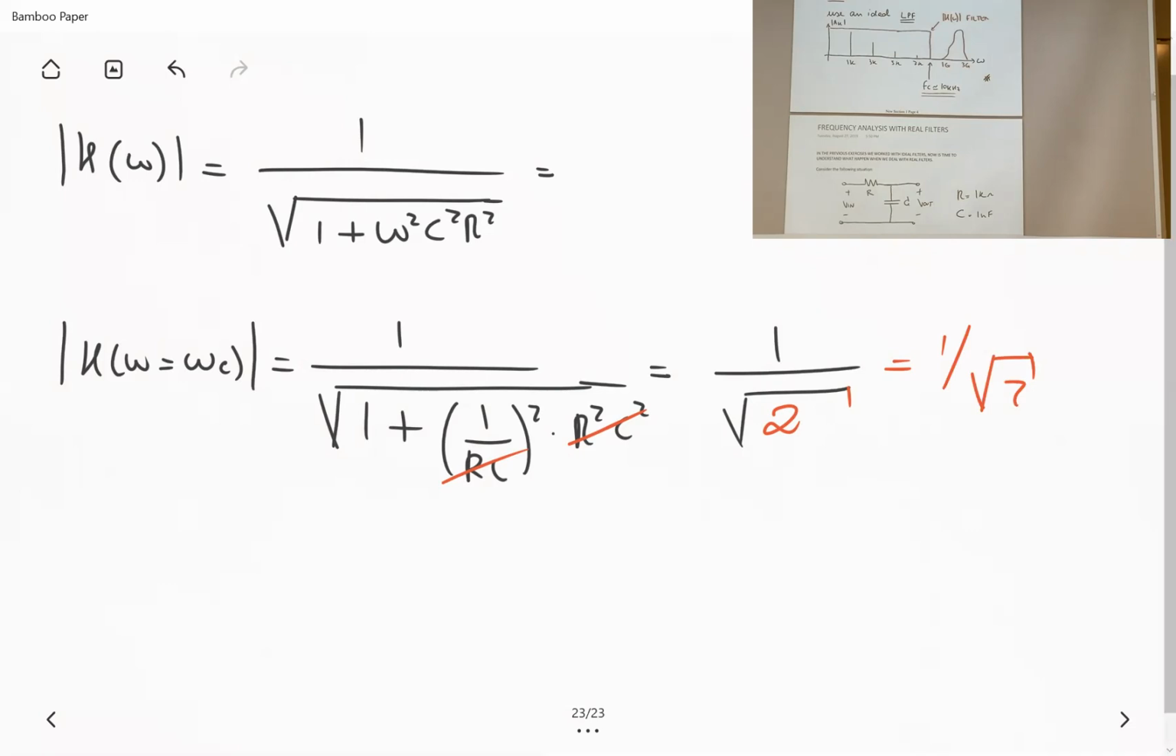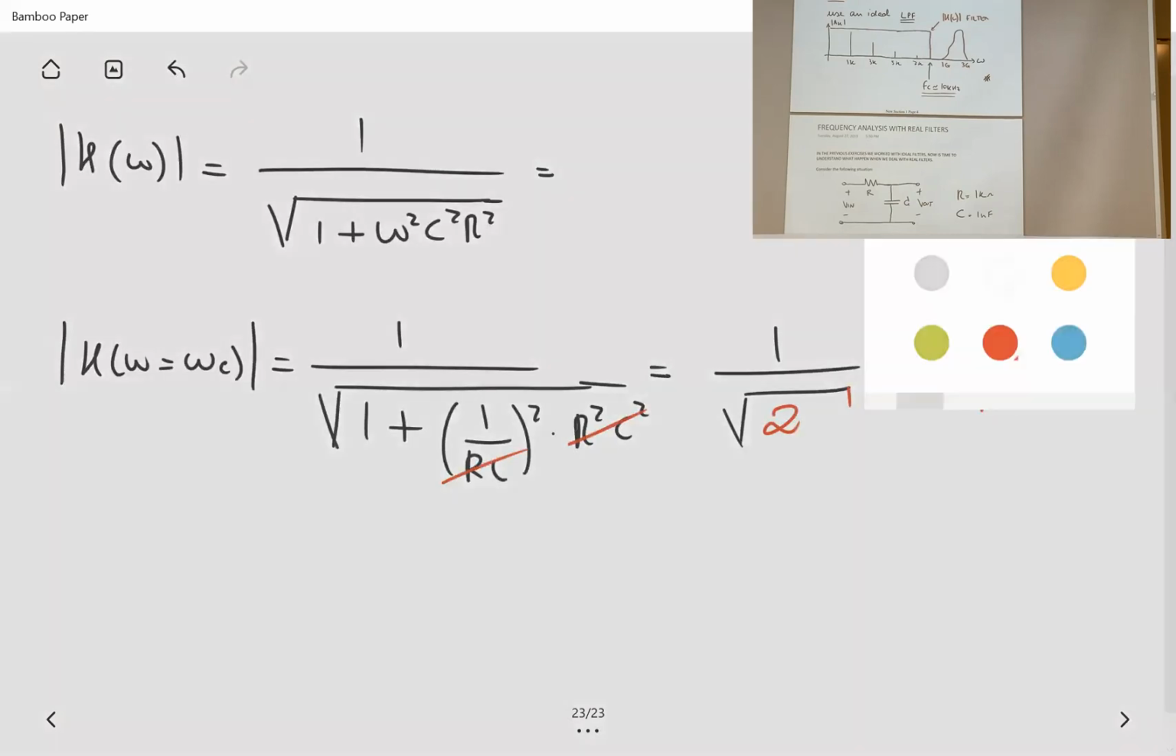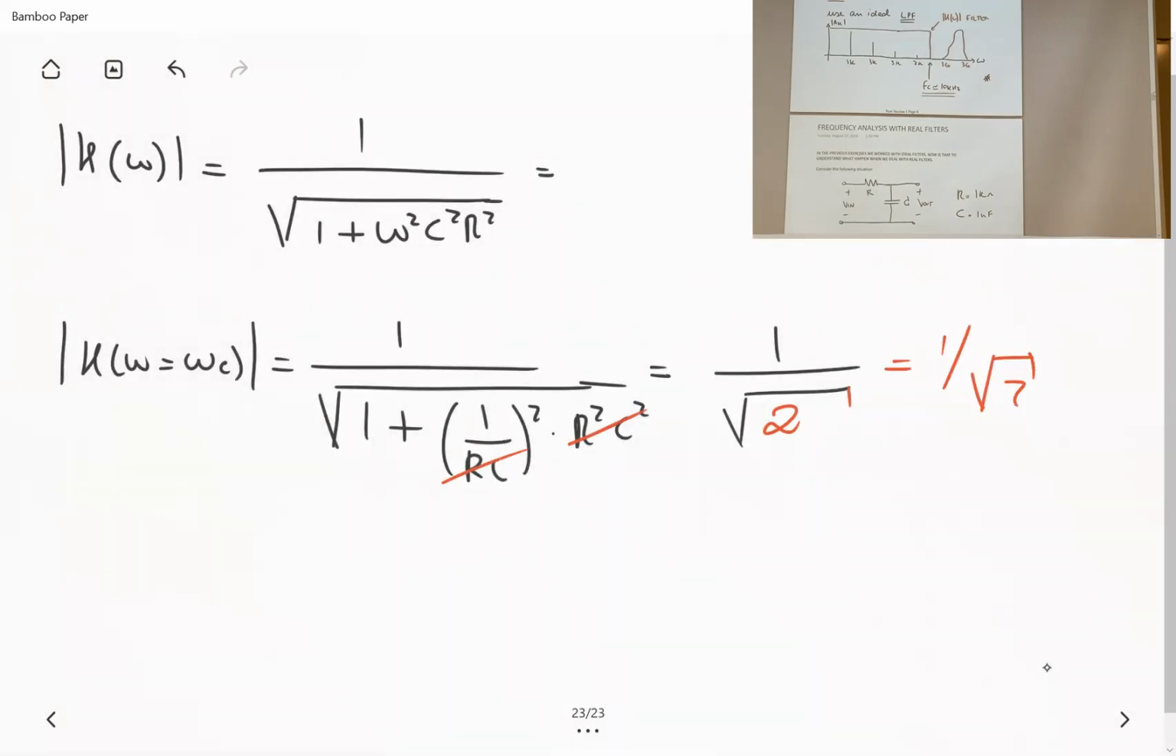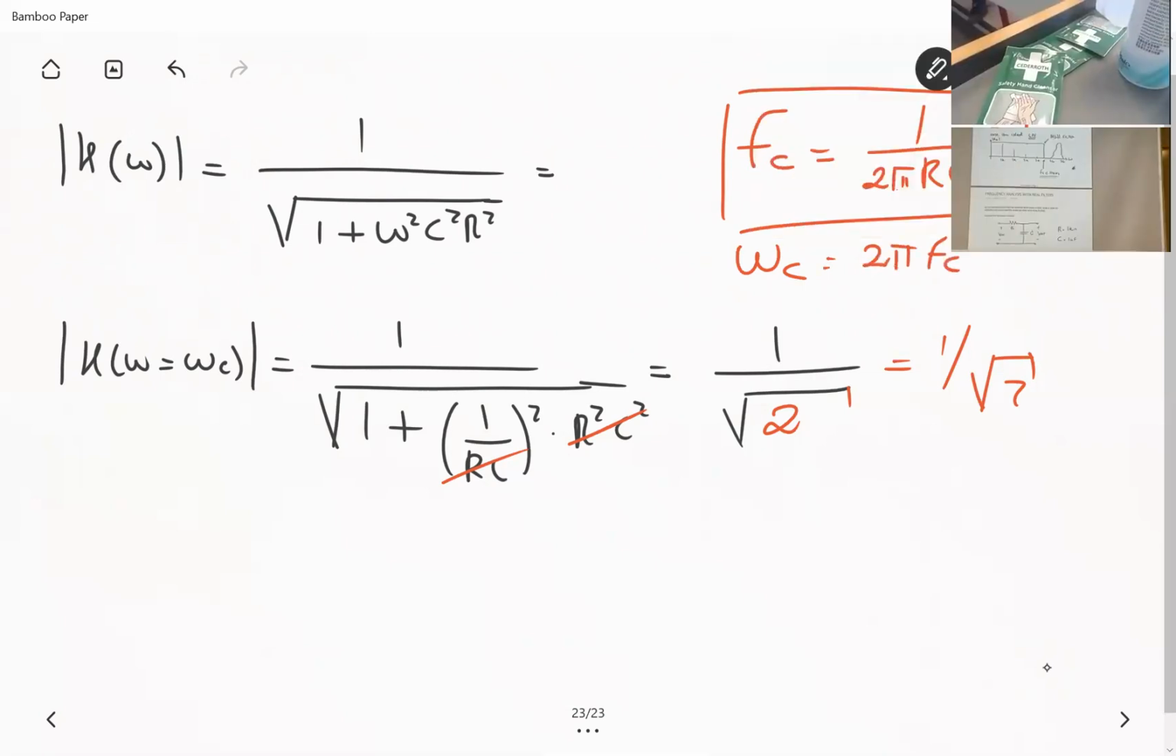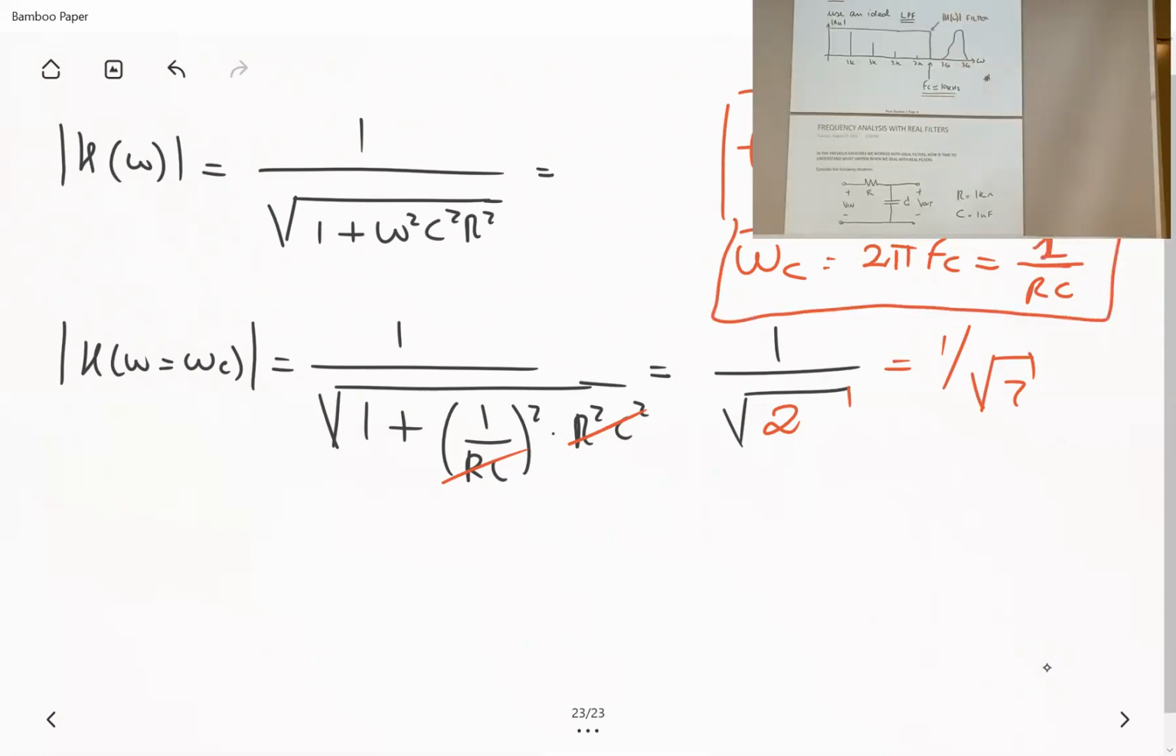Yeah, because let me write it here, in red. So the cutoff frequency, as you are probably used to seeing in LLC, is equal to 1 over 2 pi RC. And you remember that omega c is equal to 2 pi times fc, which means that the 2 pi goes away and remains 1 over RC. Okay. So we have 1 over square root of 2.